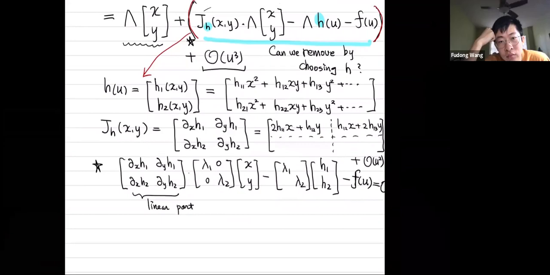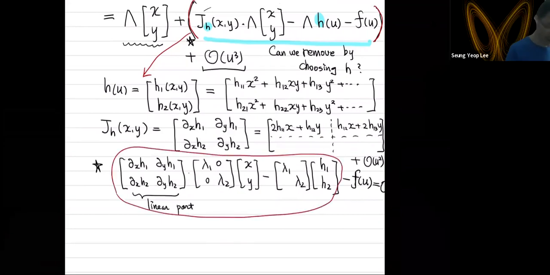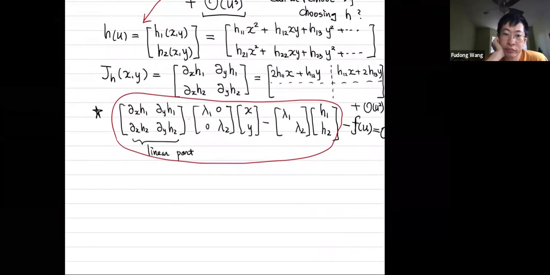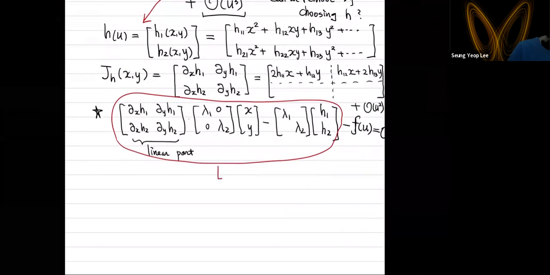So we will look at this part. This part has to cancel f of u. f of u is whatever is given from the dynamical system. And this circled part is what we can change by the change of variable h, right? So this part we will write as some operator that depends on h.